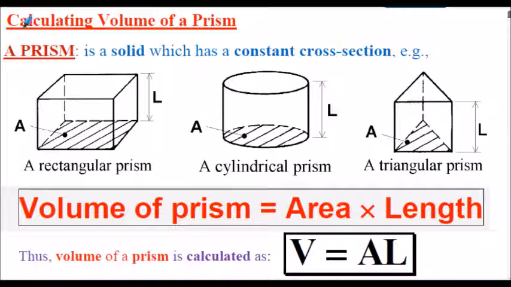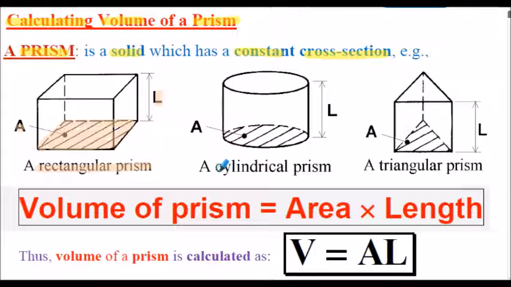Within this presentation, we're only calculating volumes of prismatic sections. In other words, volumes of prisms. A prism is defined as a solid which has a constant cross-section. And each of the examples shown here are prismatic sections. The first is a rectangular prism, and to calculate the volume, it's simply the area of the base, A, multiplied by the length or vertical height shown here, labelled L.